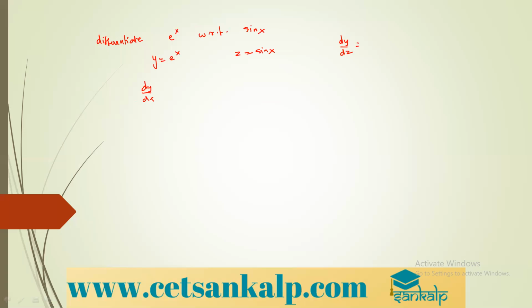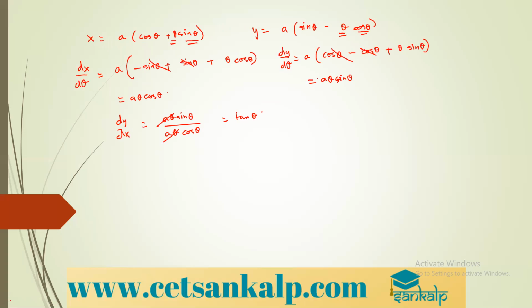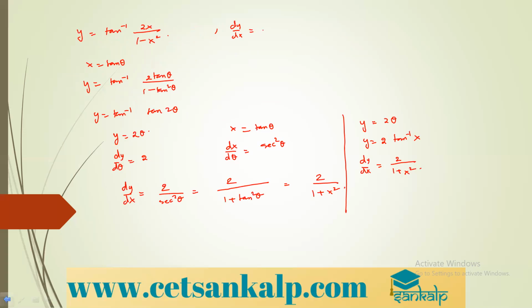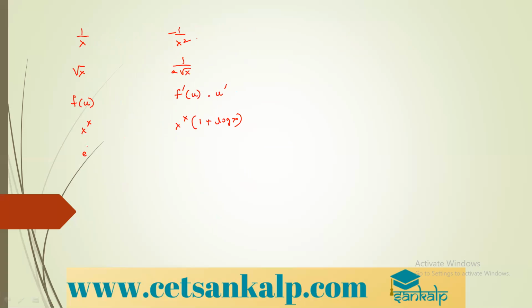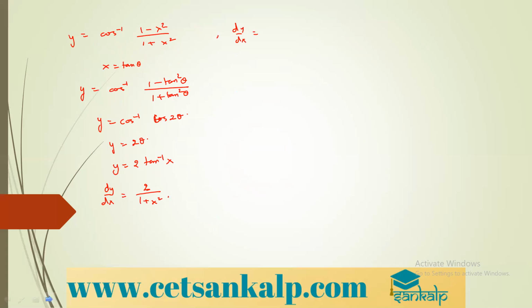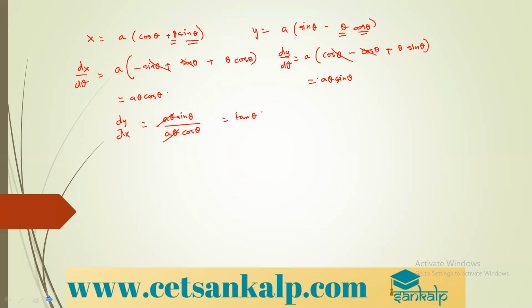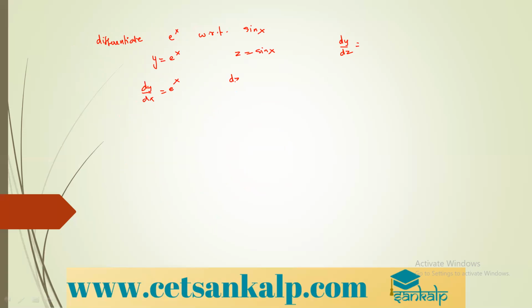So dy by dx is the derivative of e power x, which is e power x. You can write this also in the list of formulas. In the derivative list of formulas, I did not give you this formula. Derivative of e power x is e power x. And dz by dx, derivative of sin x is cos x. To find dy by dz, you have to take e power x by cos x. So this is another way.